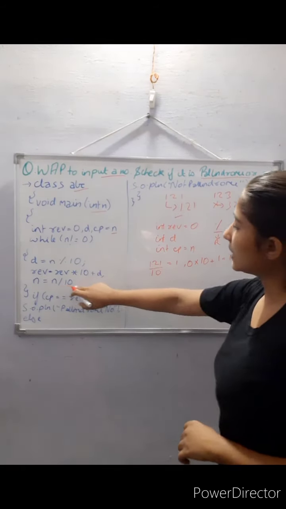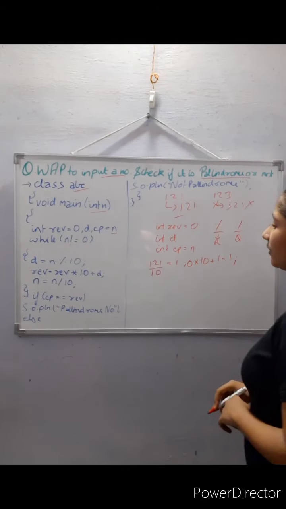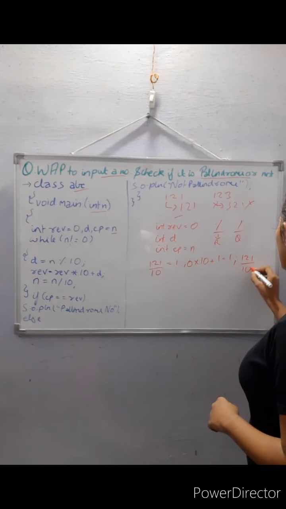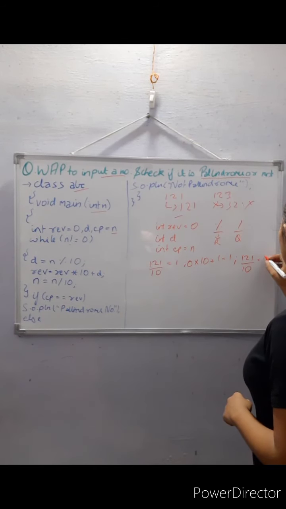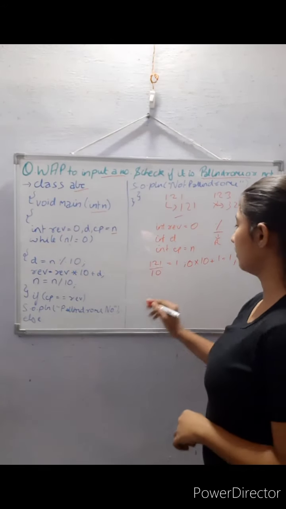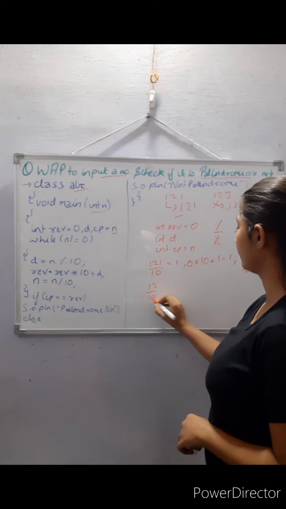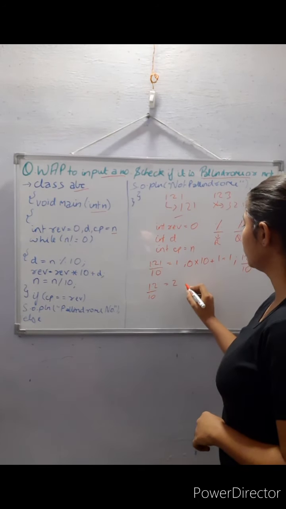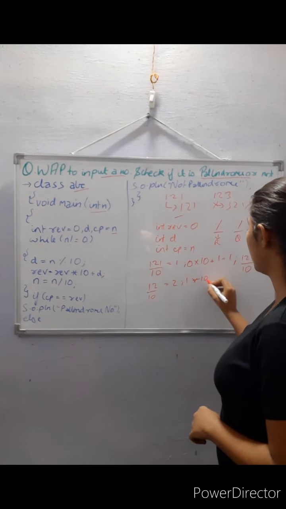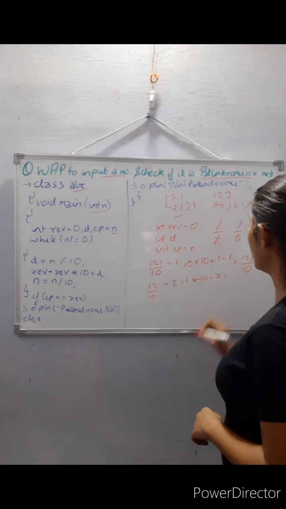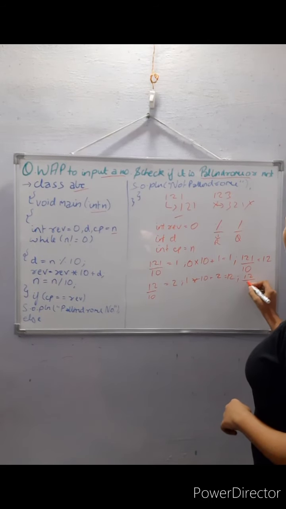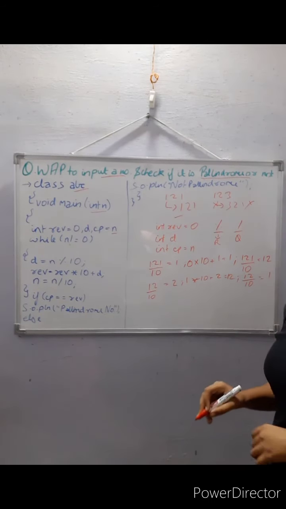Okay, now n is equals to n divided by 10, which means that we are going to remove the last digit from number n. So the number n was 121, then we are going to remove the last digit, then we are going to get the quotient 12. Okay, now value of n is 12, so 12 modulus 10, we are going to get the remainder 2. Reverse value is now 1, so 1 into 10 plus value of d is 2, so we are going to get 12 over here. Then again removing the last digit, 12 divided by 10, so we will get the quotient 1.